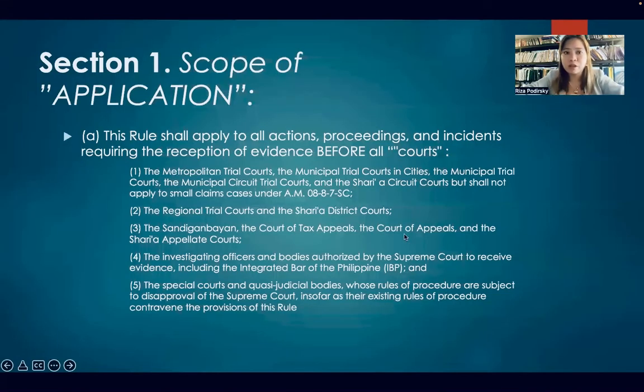Section 1 of the Judicial Affidavit Rule, scope of application. So when we talk about the scope of application, this rule shall apply to all actions, proceedings, and incidents requiring the reception of evidence before all courts. When we say courts, this includes the MTC, MTCC, municipal trial courts in cities, the metropolitan trial courts, and the rest of the courts. Also, this includes the RTCs, the regional trial courts, or also the Sharia district courts. And yes, as you can see here on the slides, all courts are included here. This applies to all courts.